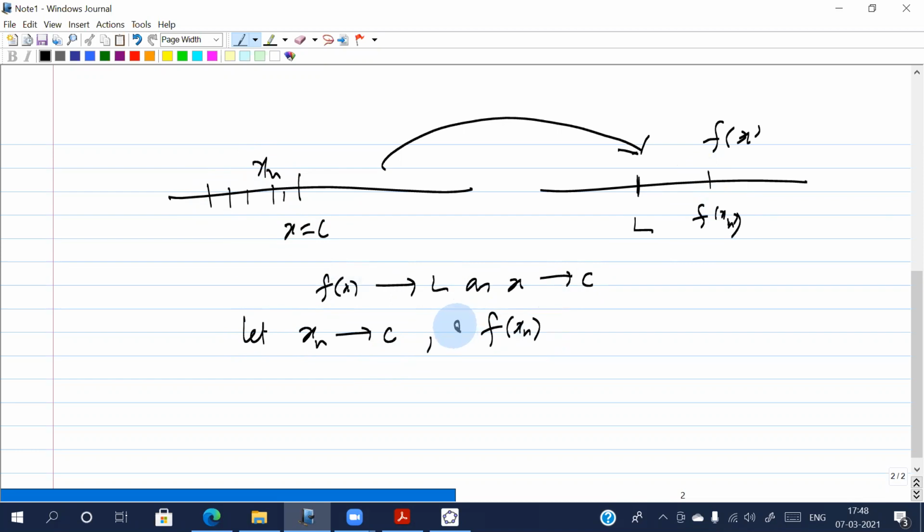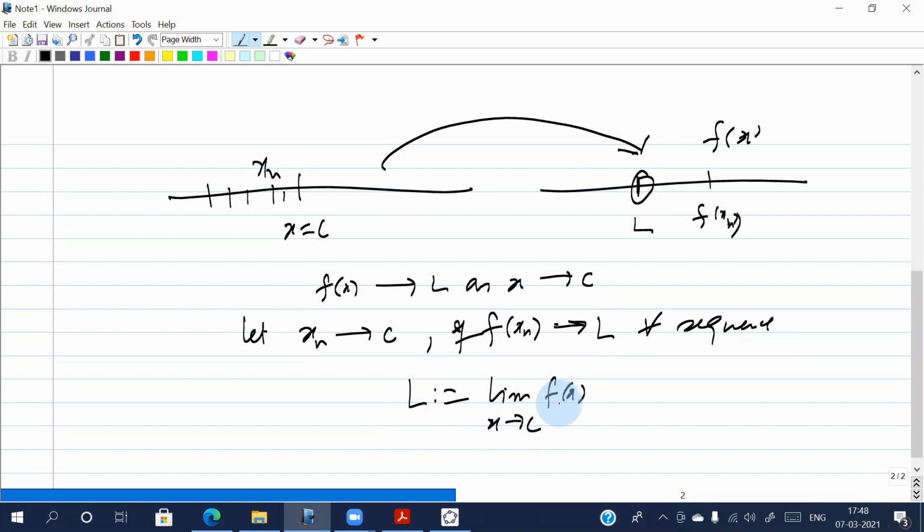So if the f(x_n)'s converge to L for every sequence, then we'll say L is the value the function should have. So then L is defined as the limit of f(x) as x goes to c. So there are two approaches to defining limit. One is via sequences, the other is via the epsilon-delta method. The basic idea is coming closer. So f(x) comes closer to L as x_n comes closer to c, for any way of that. So that is a way of defining it.